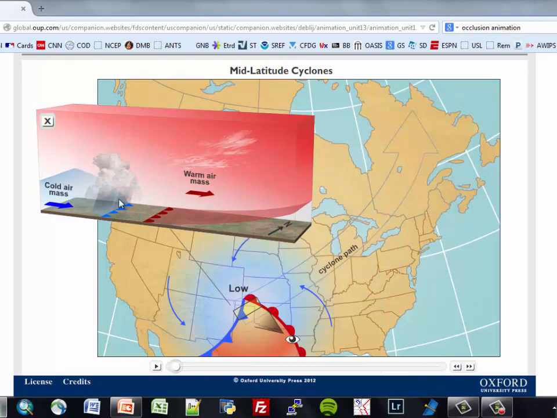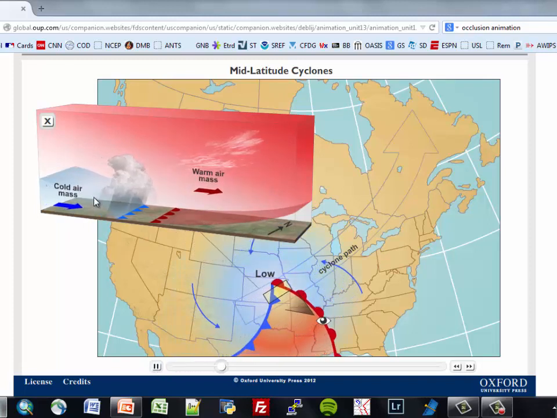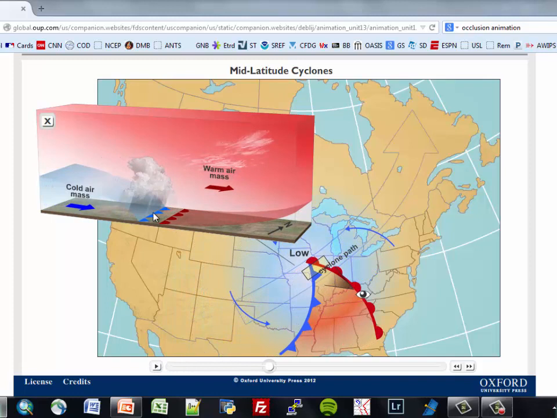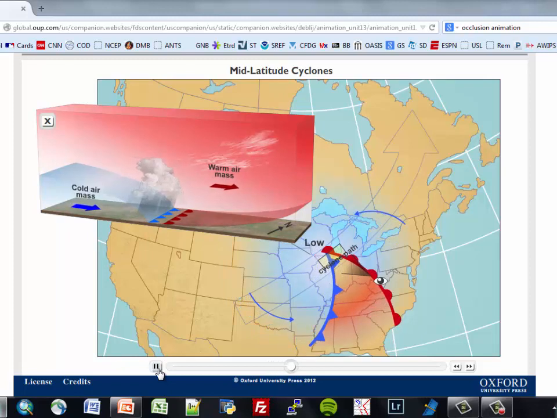Let's take a look at what this looks like in three dimensions, focusing in on this little area just near the surface low. So as it animates, the cold front is moving faster and faster and faster. You can see the warm sector, which is this very small area right here, is being basically shunted off.